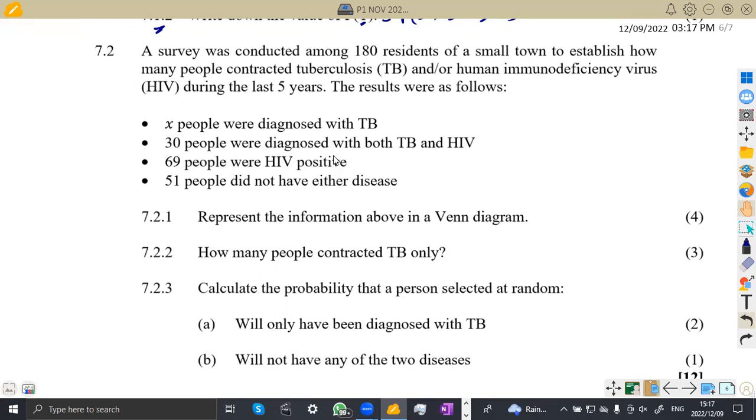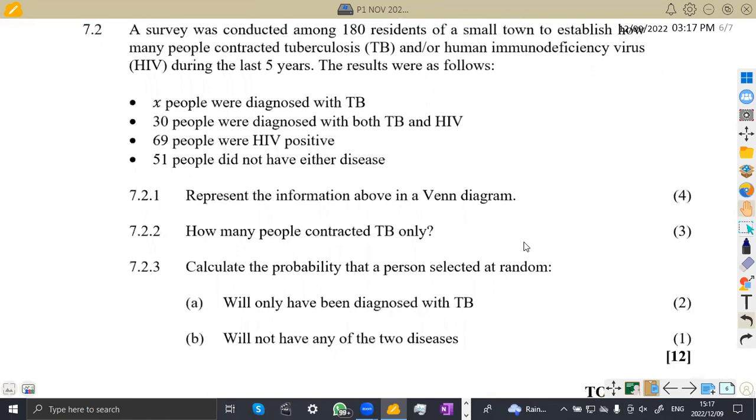So we are given the first part that the results were as follows. X people were diagnosed with TB, 30 were diagnosed with both TB and HIV, 69 were HIV positive, 51 did not have either disease. So represent this information above in a Venn diagram. All right, we need a Venn diagram for this.